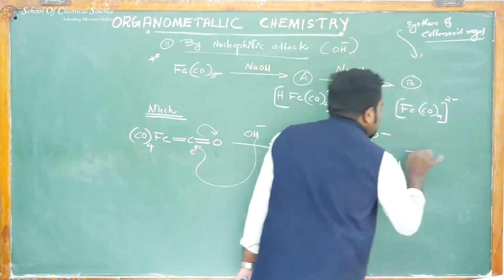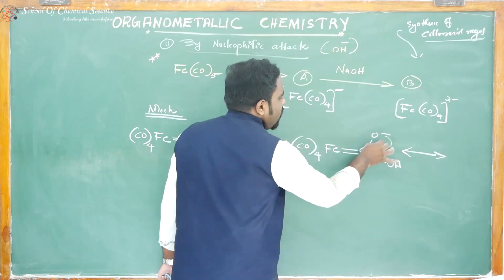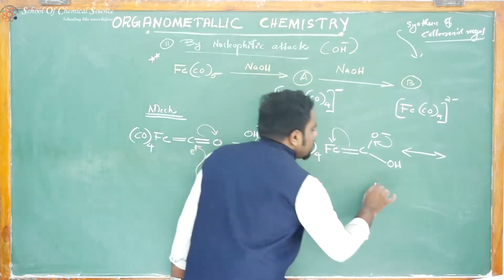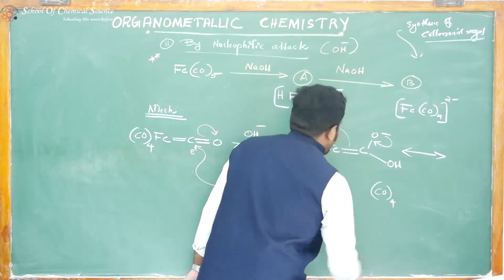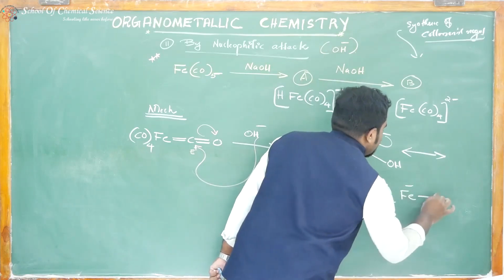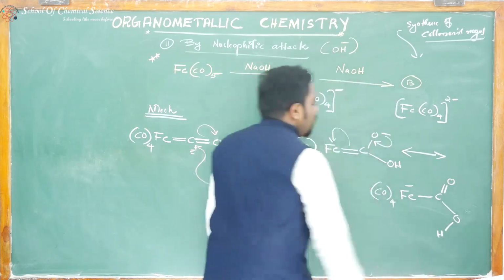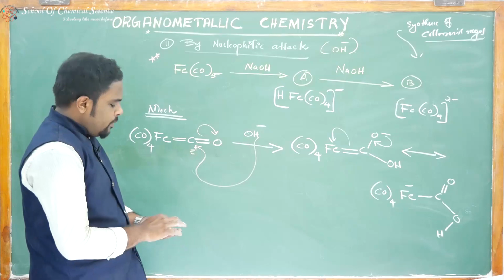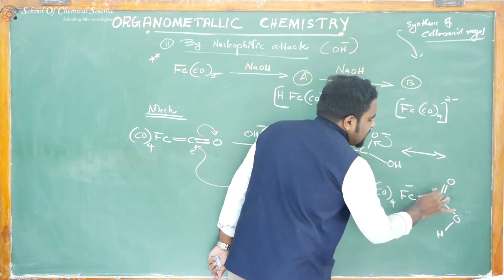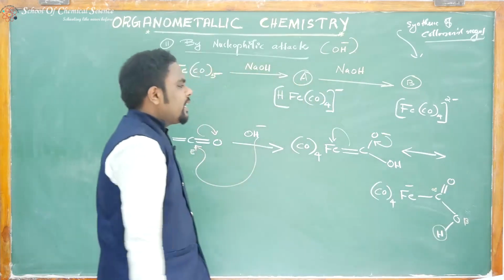In the next step, this will undergo resonance. What will be the resonance? This O minus will make a pi bond here, and this pi bond shifts towards this side. So your resonance structure will be (CO)4Fe negative, C double bond O, OH. So here the metal has a negative charge. This is the alpha position and this is the beta position, and that beta position contains a hydrogen.